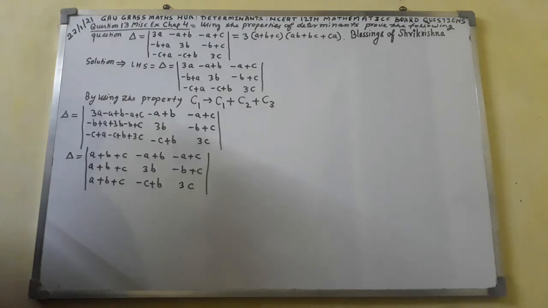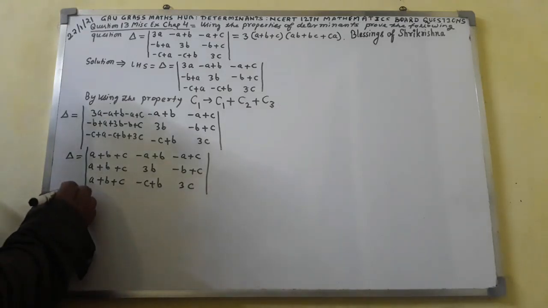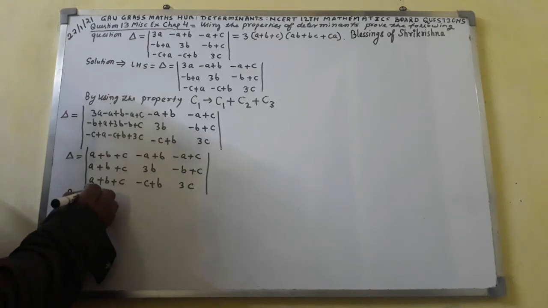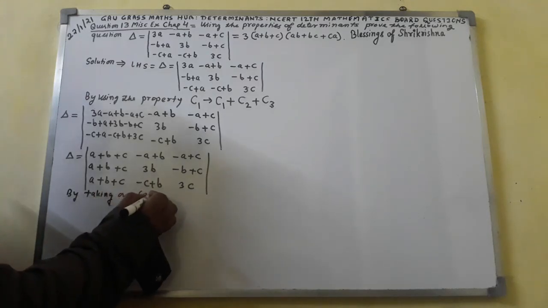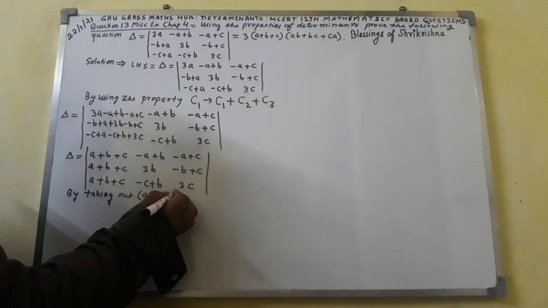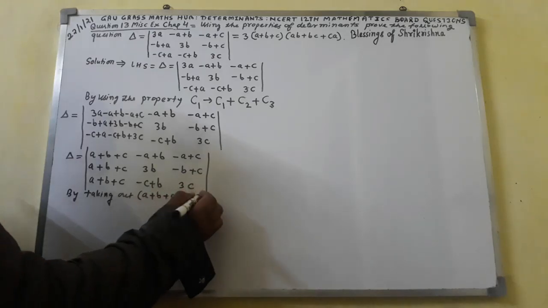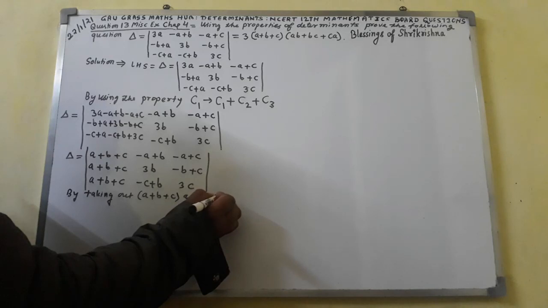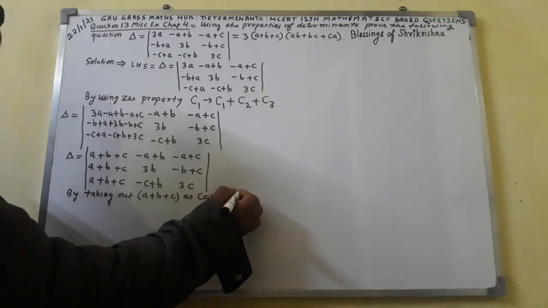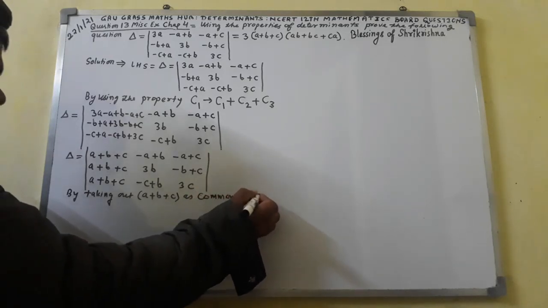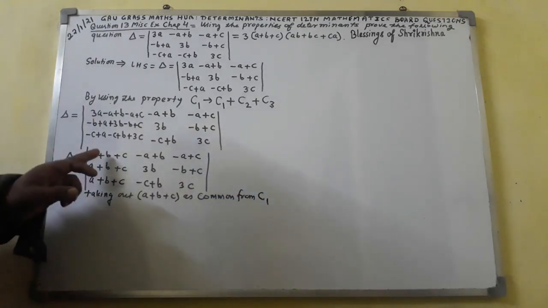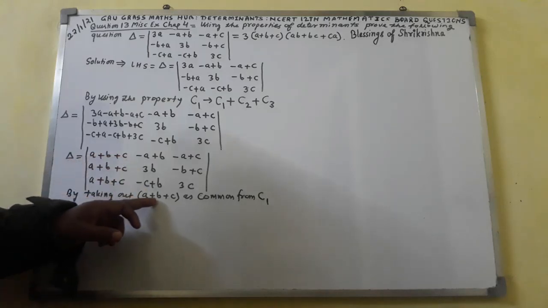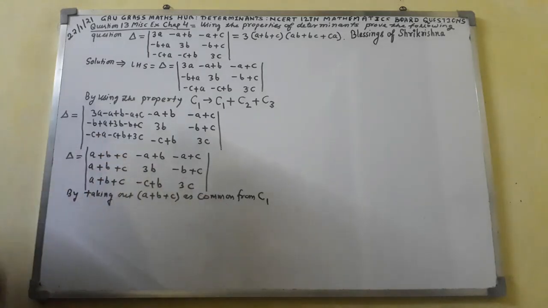So what to do here? By taking out a plus b plus c as common from C1, by taking out a plus b plus c as common from C1.